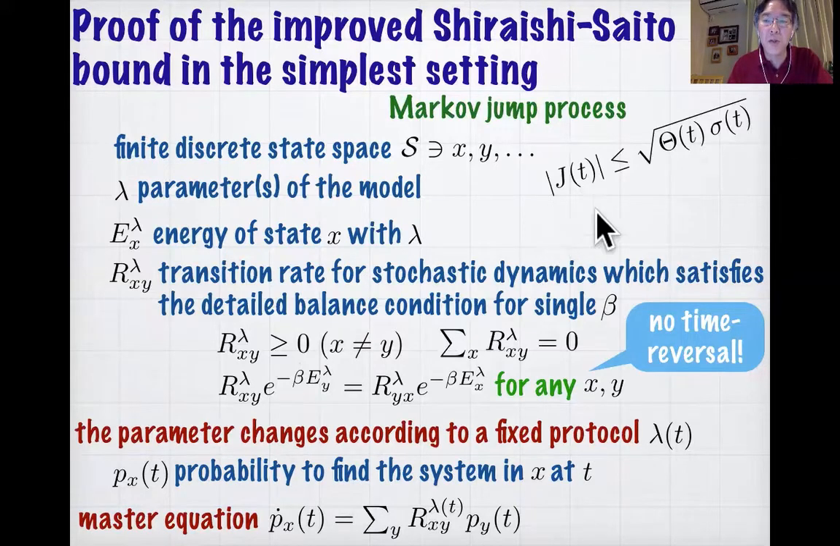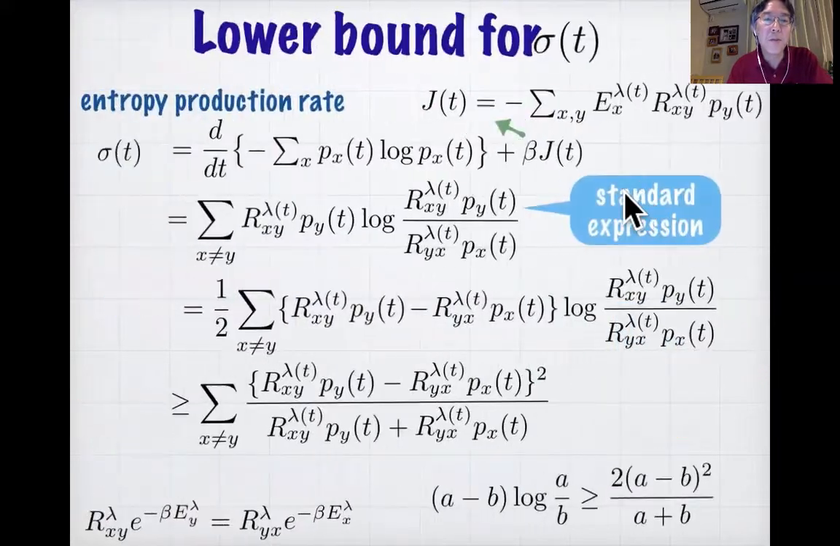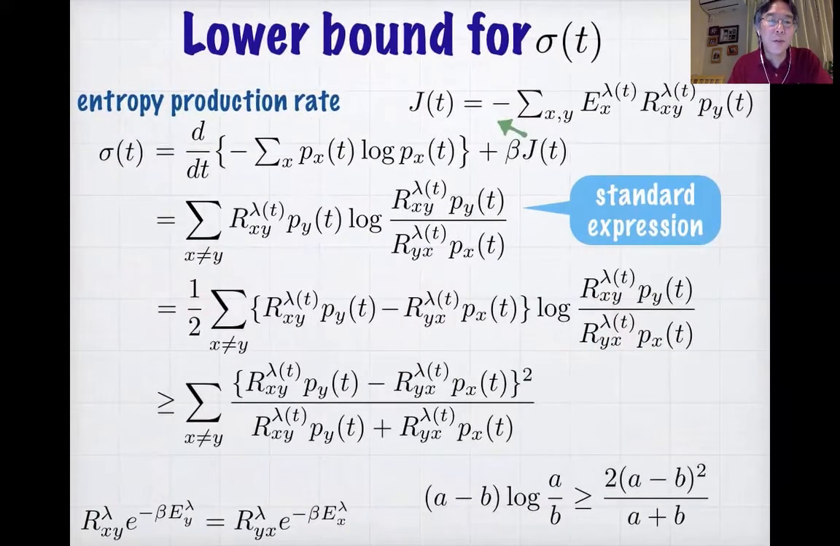And here I want to prove this inequality. So first of all, I want to define entropy production rate and heat current. And again, this is very standard. So this is entropy production rate. Again, the derivative of the Shannon entropy and beta j. And heat current J is defined in this way. And again, I say this is very standard, and you can easily find out what it means. Okay. So this is standard.